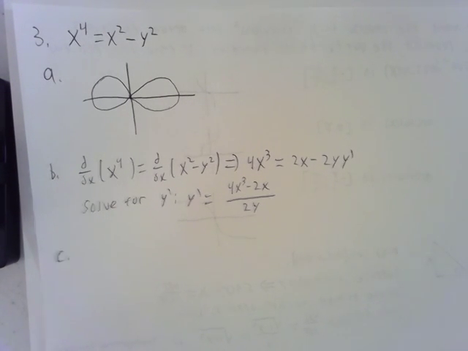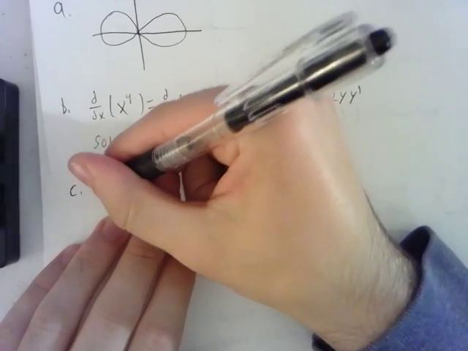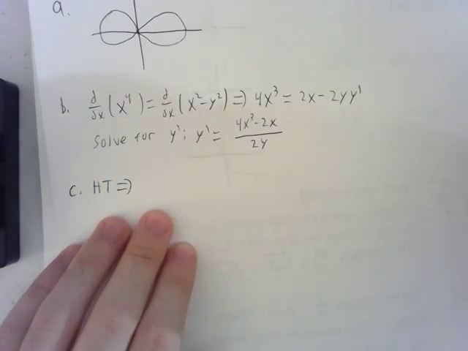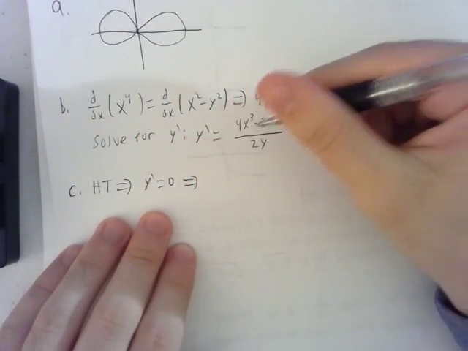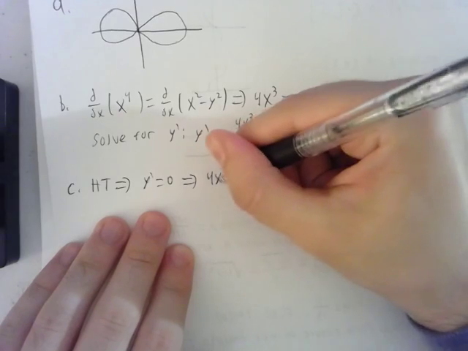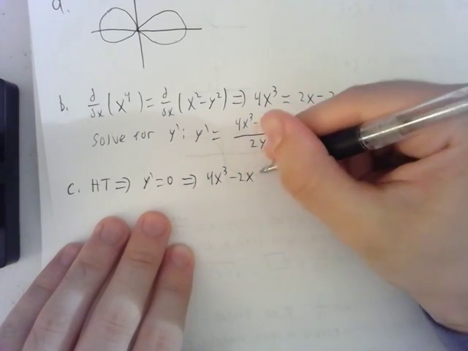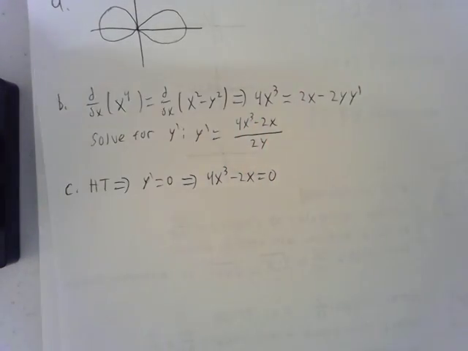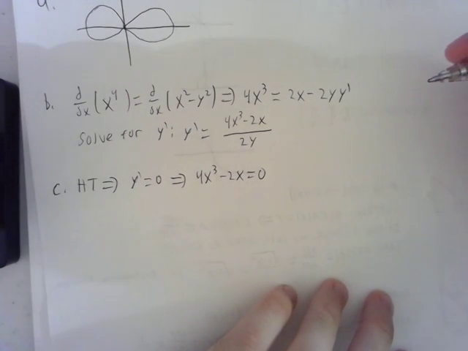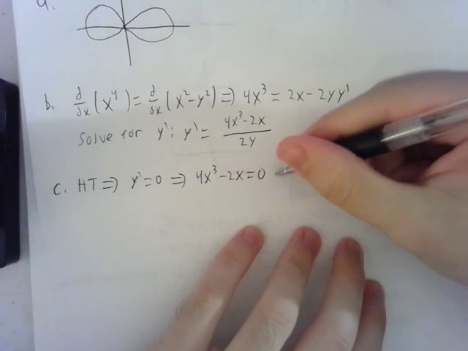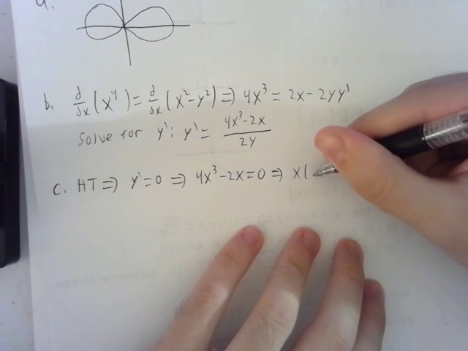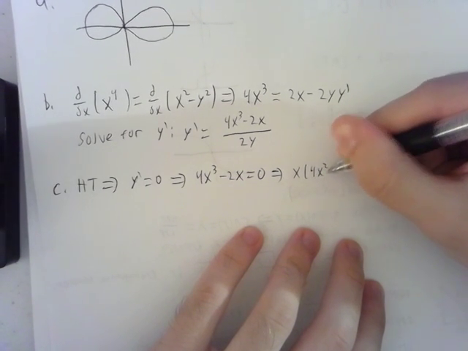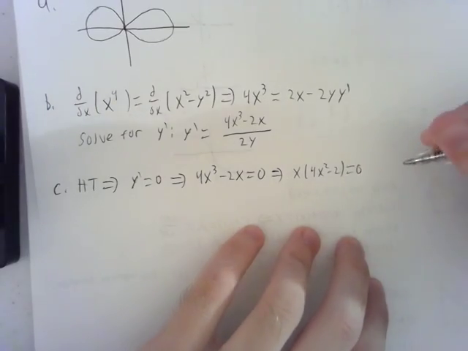Next, we're asked to find where the function has a horizontal tangent line. Well, a horizontal tangent line means y prime equals 0, which means the numerator of this function has to be 0. So 4x cubed minus 2x equals 0. We'd like to solve what values of x make this true. So if we factor this, we can pull out an x. We get x times 4x squared minus 2 has to equal 0.